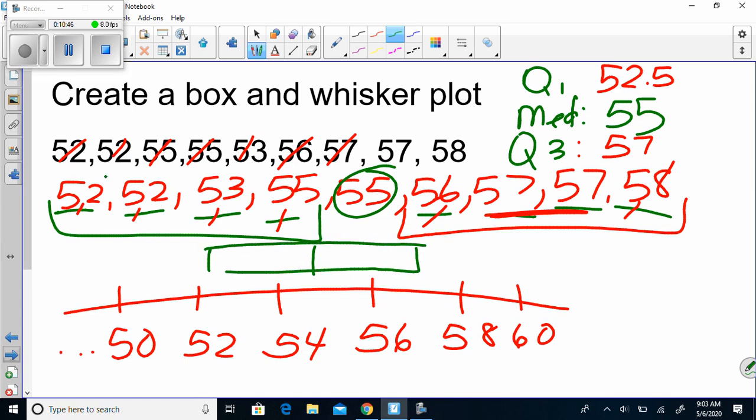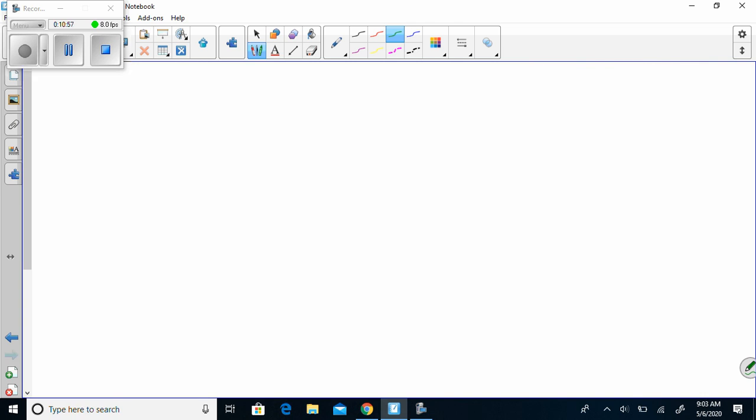There is my box. Bottom half of my data, 52 right there. Top half of my data, 58, my max. There we go. That is my box and whisker plot. Okay, that is today. Now, if you followed all the way through, you've just completed 1 through 5 on today's assignment. So bonus for you, you just have the rest to complete.